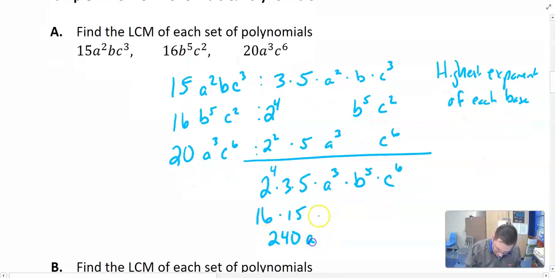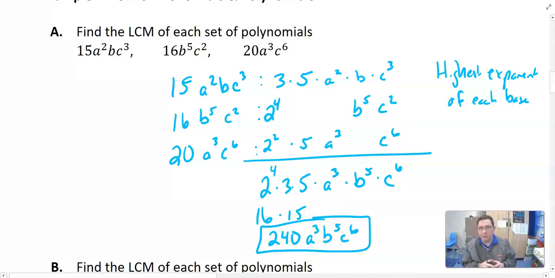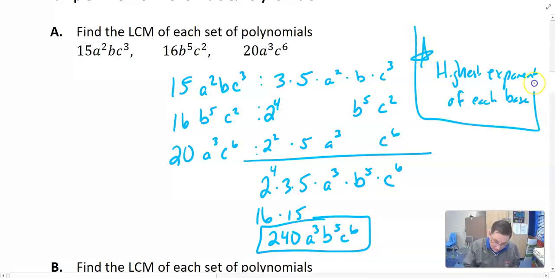And then everything else is just going to trail behind. A cubed, b to the 5th, c to the 6th. This is the least common multiple of these 3 monomials. Okay? Again, the biggest key here is you need the highest exponent of each base. If you keep that in mind, everything else is going to be easy as we go through these problems.